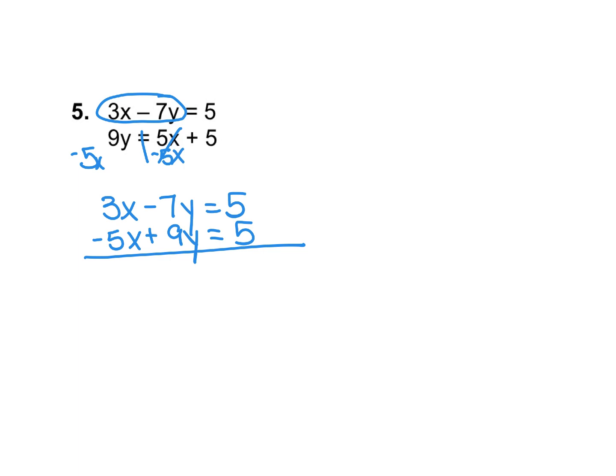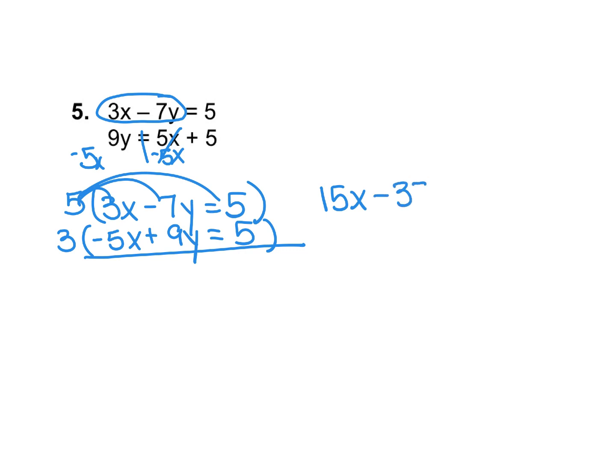All right, so now let's take a look here. Notice how I can't have anything that cancels out. And to make a 3 a 5 is not going to be easy, or 5 a 3, a 7 a 9, or a 9 a 7. So what you're going to need to do on this one is multiply the top and the bottom. And so I'm going to look to make my x's a 15 and a negative 15. So I'm going to multiply everything on the top by a 5, and everything on the bottom by a 3.